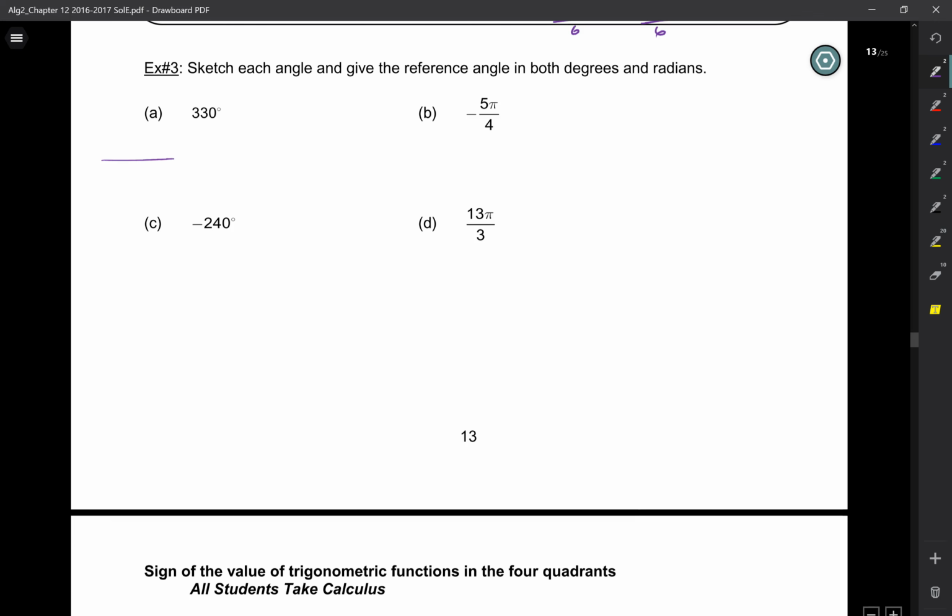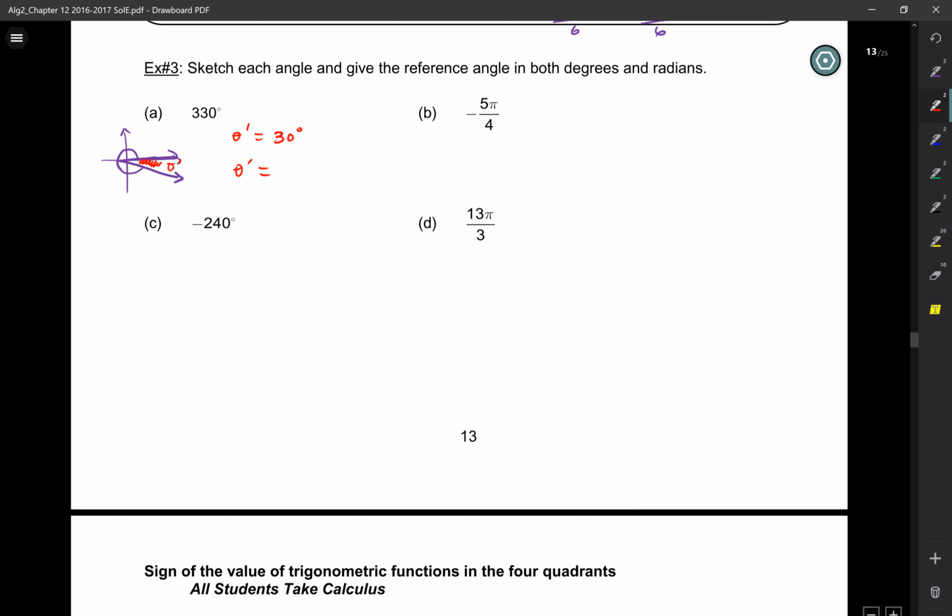330, I'm going to sketch it. Here, 330 is here. Okay. All right, the reference angle is this one. How much is the reference angle? How many degrees? Reference angle is 30 degrees. Okay, so it's 330. How much more would I need to go? Okay, so that's 30 degrees.